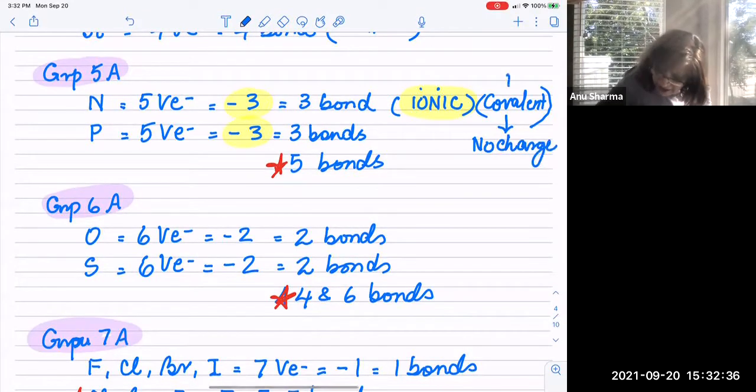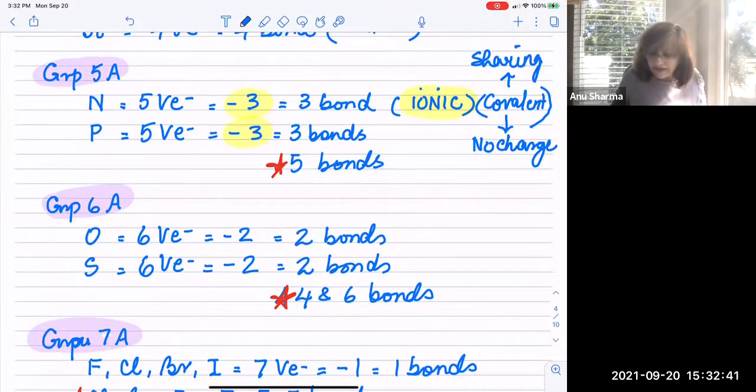Covalent is bound by sharing. So for the sharing, there are no charges. Okay, so they will just form the bonds, 3 bonds. But phosphorus has a capability to make more bonds, 5 bonds also.